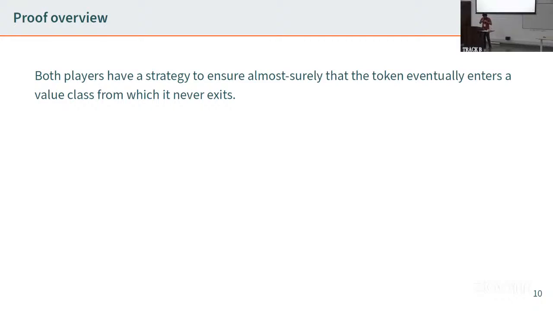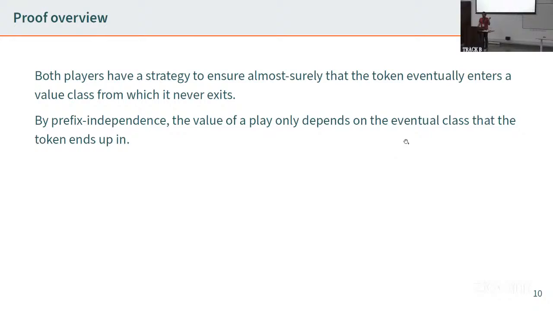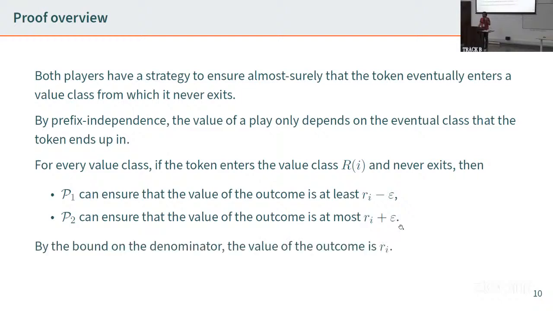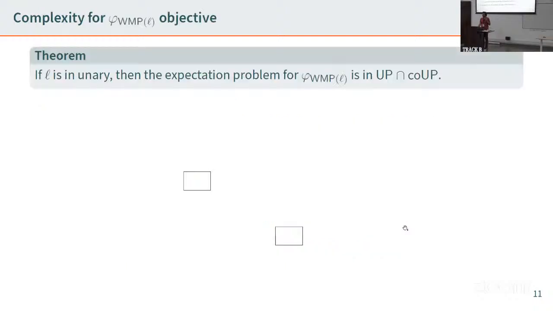But we claim that either of the players can individually ensure that the token eventually reaches a value class from which it never exits. And by prefix independence, the value of the play does not depend on the initial finite prefix, so it only depends on the value class it ends up in. And from the 3rd and 4th conditions, we have that player 1 can ensure at least Ri minus epsilon, player 2 can ensure at most Ri plus epsilon, and because of the bound on the denominator, we have that the value is exactly Ri.